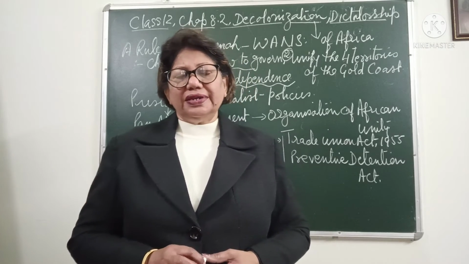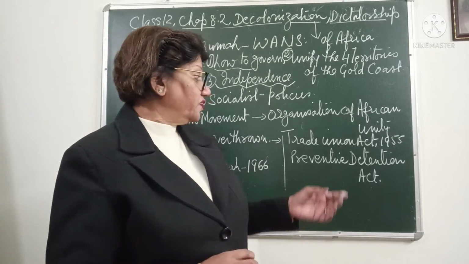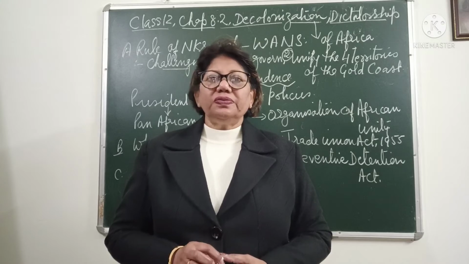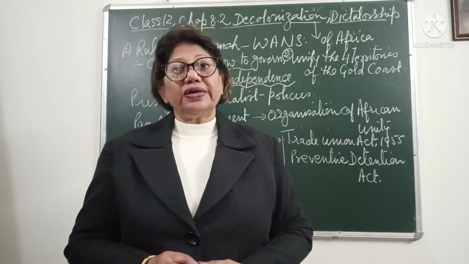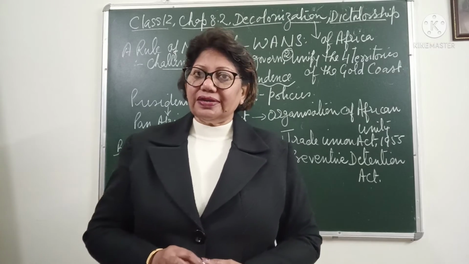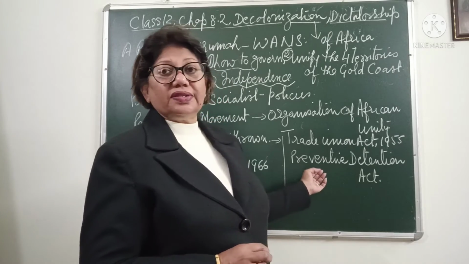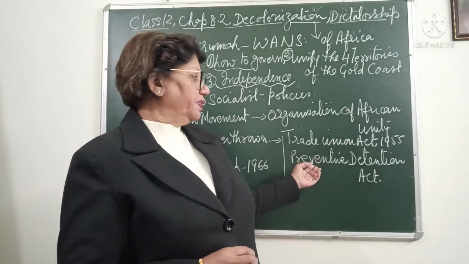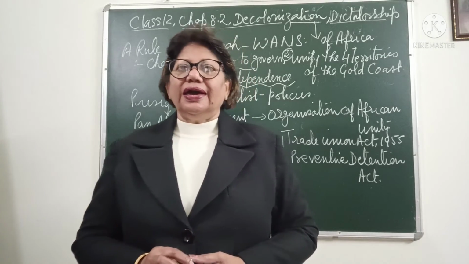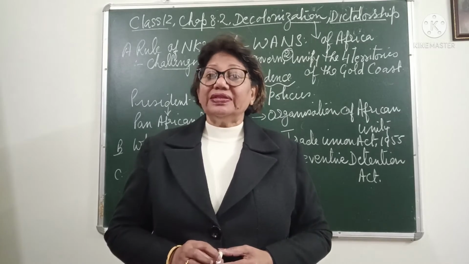Two more acts: he introduced the Preventive Detention Act and the Trade Union Act. According to the Trade Union Act, he made strikes illegal, and the workers who went on strike against Nkrumah were arrested. And to control his enemies or opposing people, he introduced the Preventive Detention Act. In this, without trial, people were put in jail.